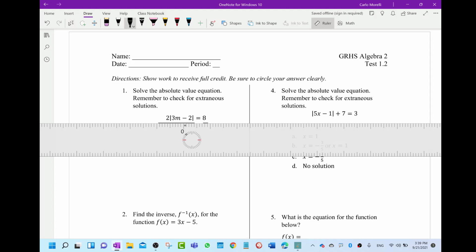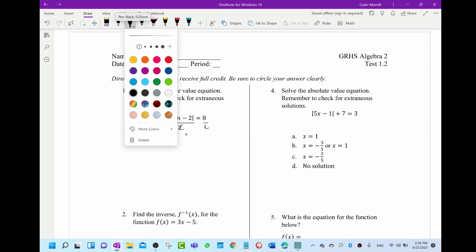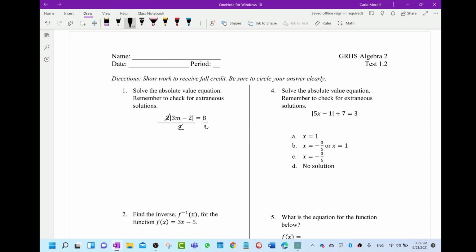So now we divide both sides by 2, and remember that the inside doesn't get changed, so we just divide out the 2, and now I guess I better make this a little bit bigger. I have the absolute value of 3m minus 2 equals 4.